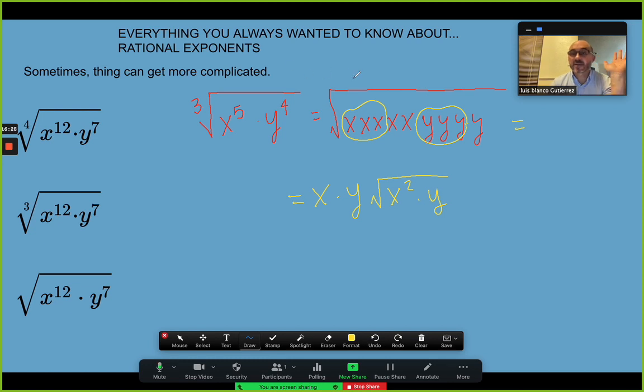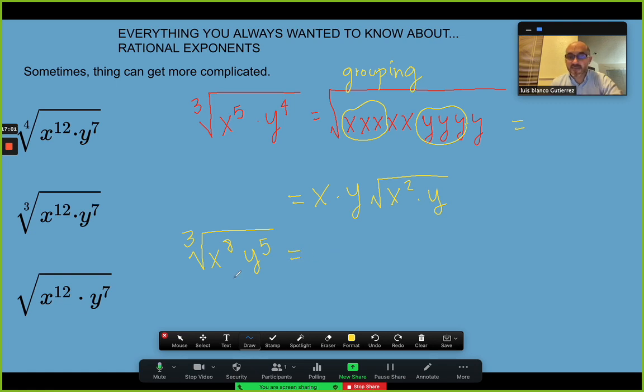So this is another way. This is a way of doing it that people sometimes understand better. You can call it grouping or something like that. And another way of doing it is, let's say that you want to do index 3 of x to the power of 8 times y to the power of 5.